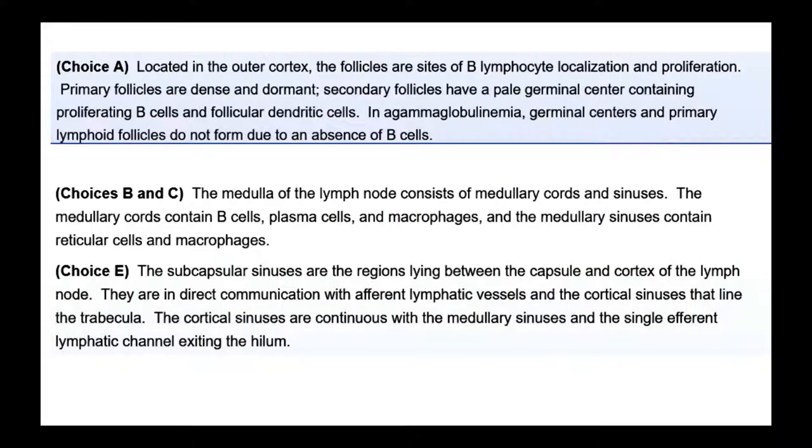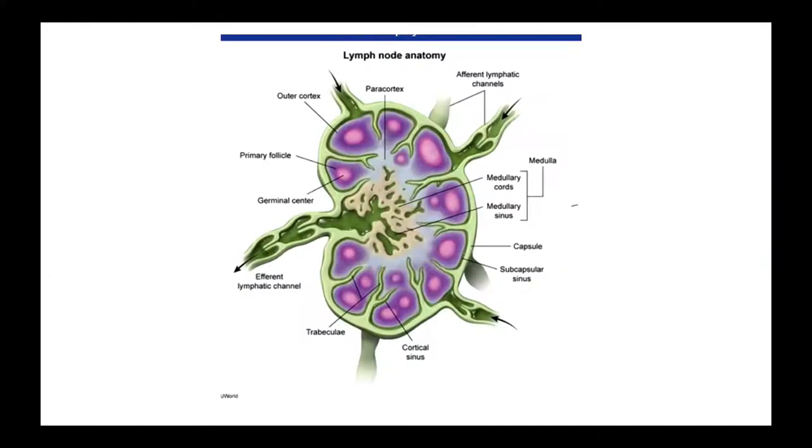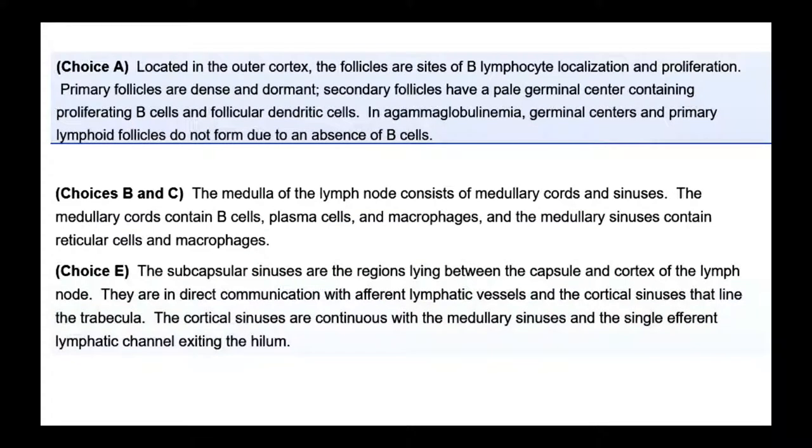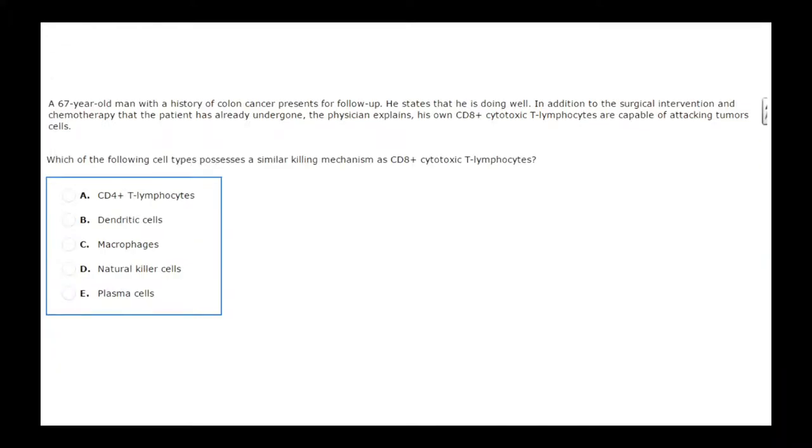And in the outer cortex we have B lymphocytes, like you can see here, primary follicle and germinal center are in outer cortex, okay? And also we have medulla, where you can find medullary sinuses and also cords, where other immune cells are, like macrophages, B cells, and all of them are involved in antigen presentation, activation of adaptive immune system, and so on.